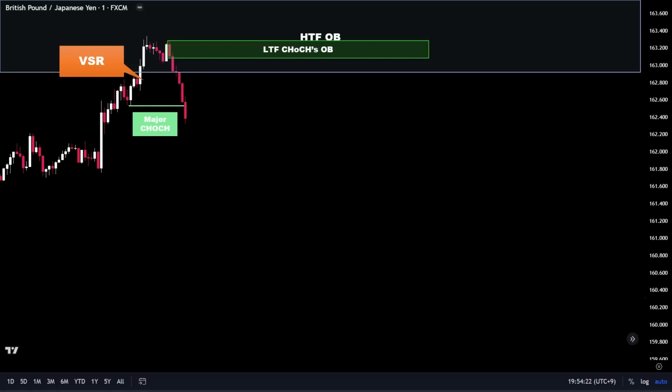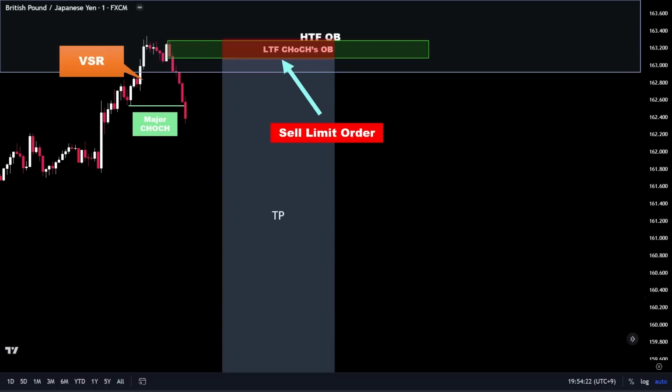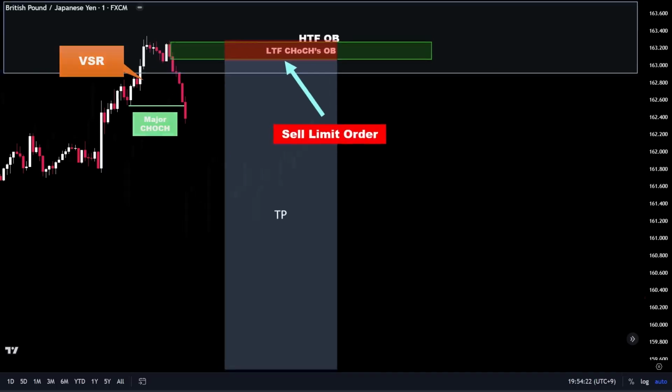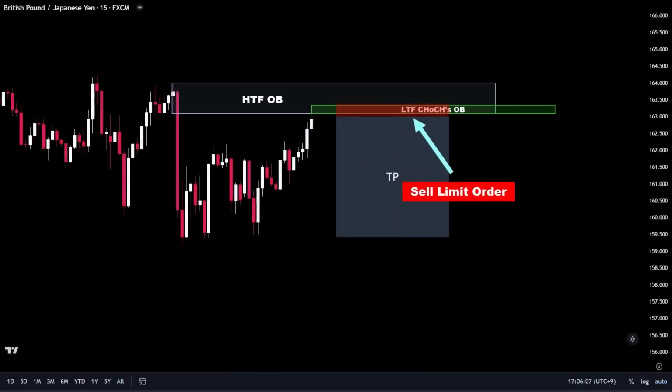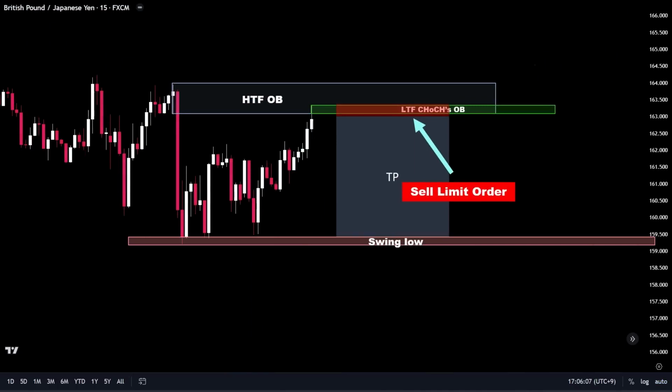Now that we have identified our point of interest, the next step is to place a sell limit order at that level. We will adjust our stop loss a few pips above the highest point of the zone to manage our risk effectively. Our target for this trade is set at the 15-minute swing low, as we anticipate that price will move in that direction.